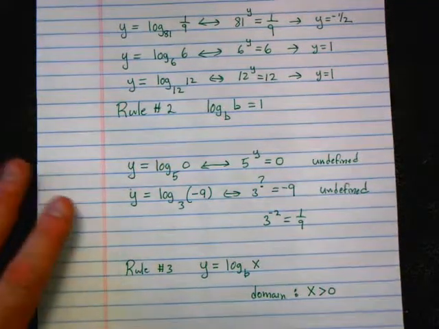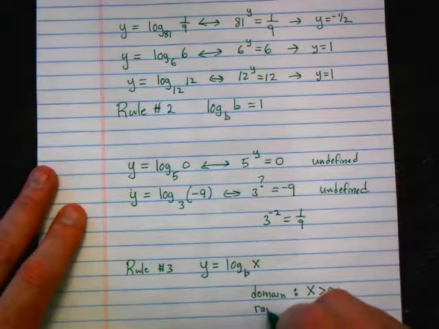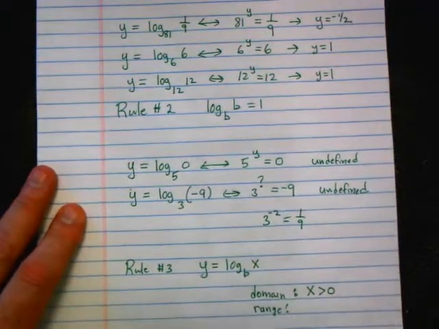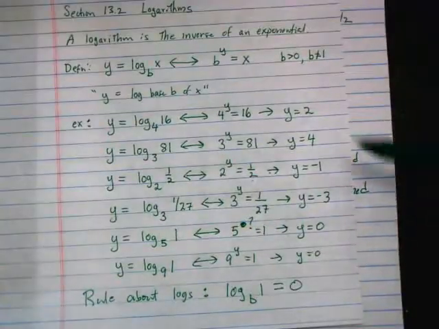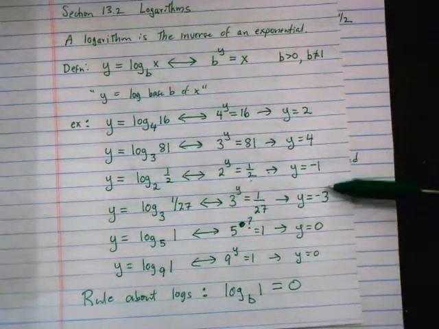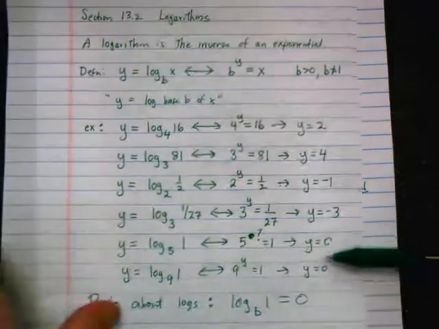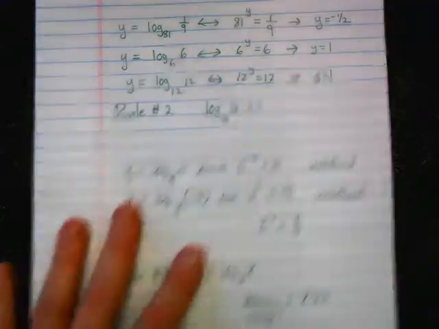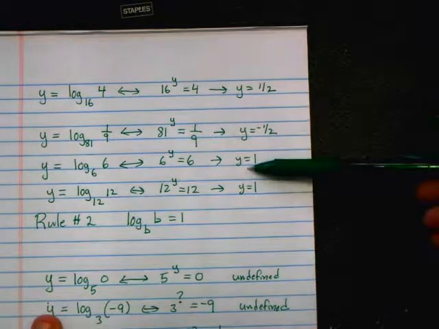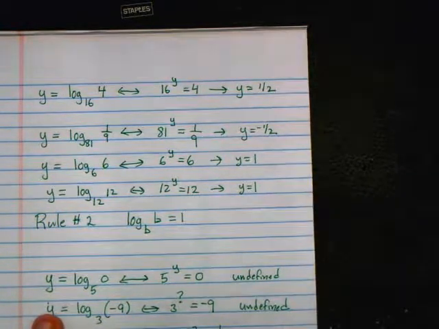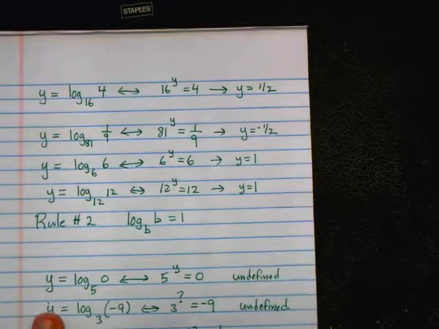Along with domain, there's something called range. Range would be the y's. All right, so let's look at our answers. What kind of y numbers did we get? We got 2, 4, -1, -3, 0. We got fractions sometimes, negative fractions. So it looks like for range, we can get anything, all real numbers.